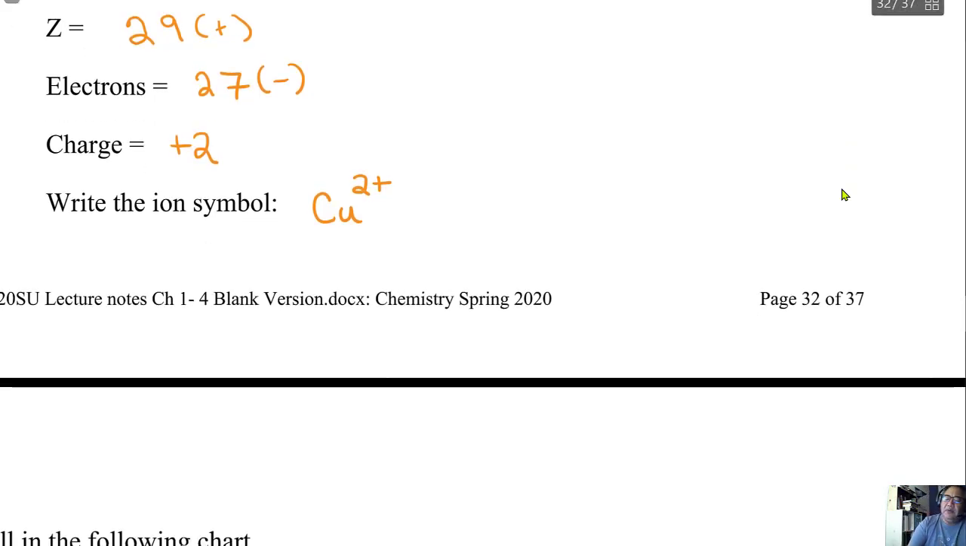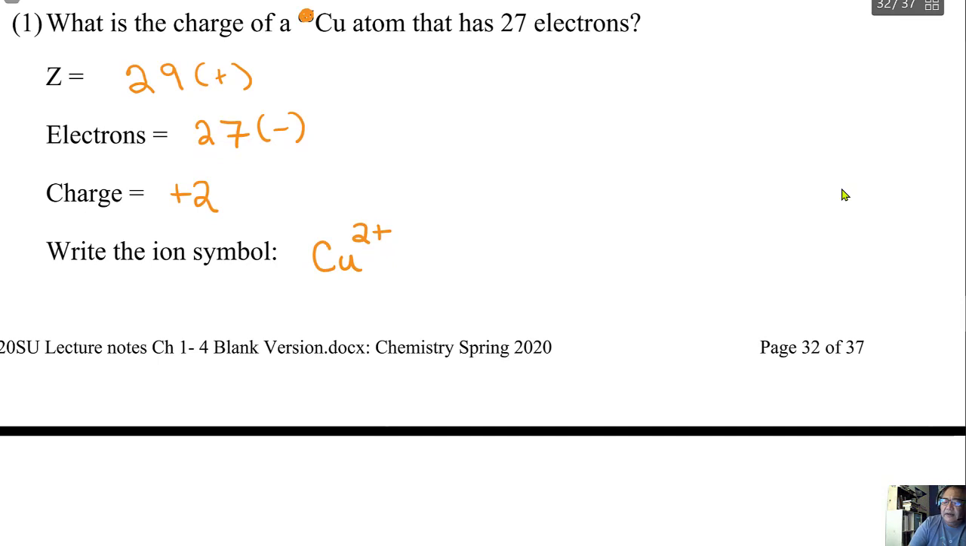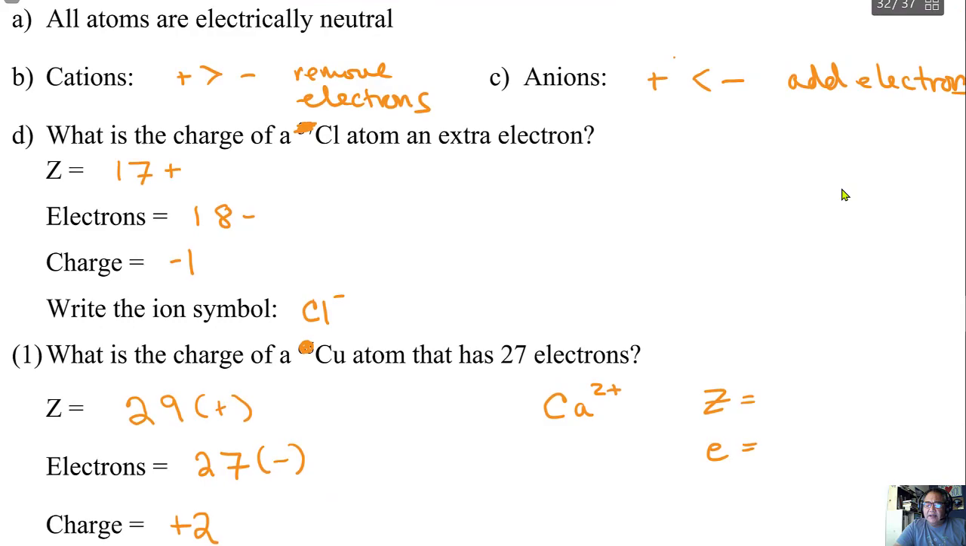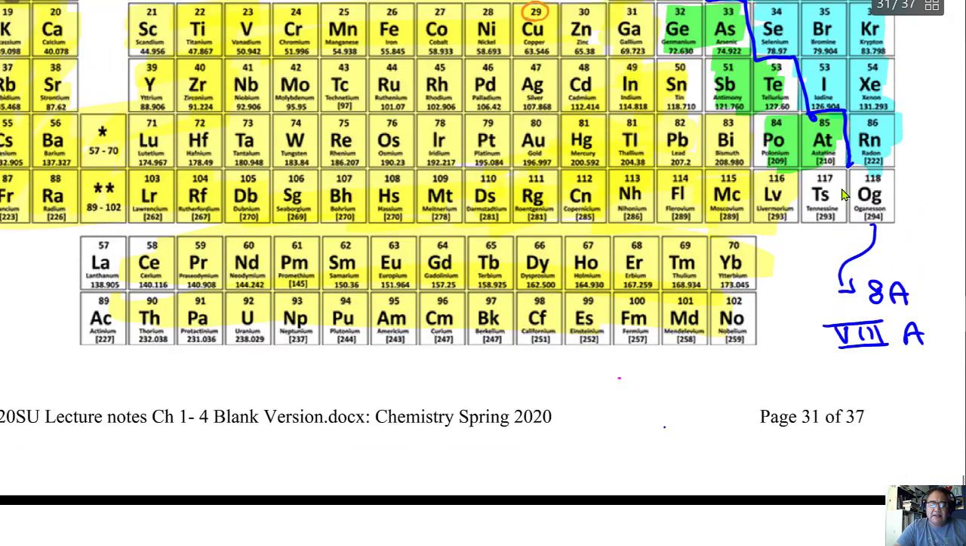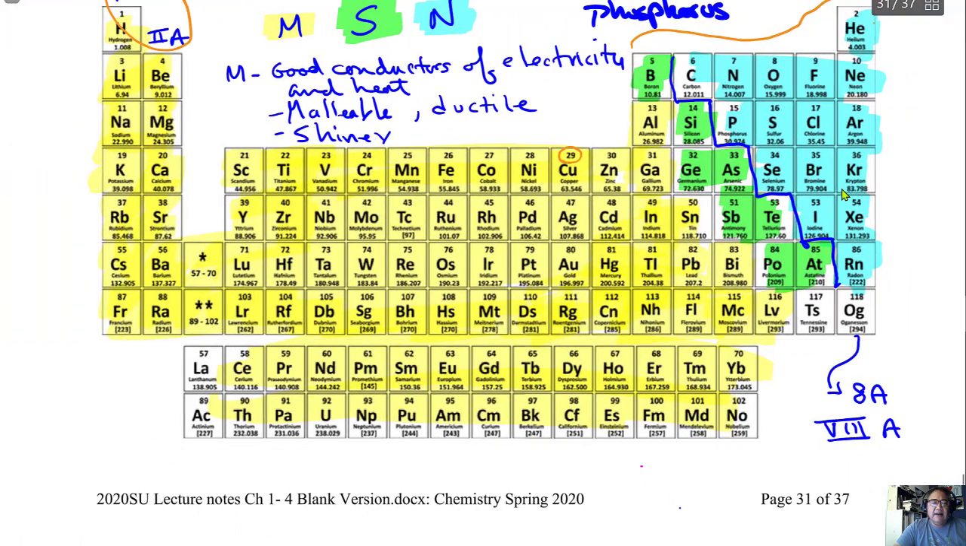So, for example, let's say I have calcium 2 plus, right? And I want you to tell me what the atomic number is and the number of electrons. So we're going to go over to our periodic table, right? We'll find calcium. It's on the left. It's a metal, right? So it's on the left-hand side. It's in group 2, right? So it's this guy right here, and it has an atomic number of 20.